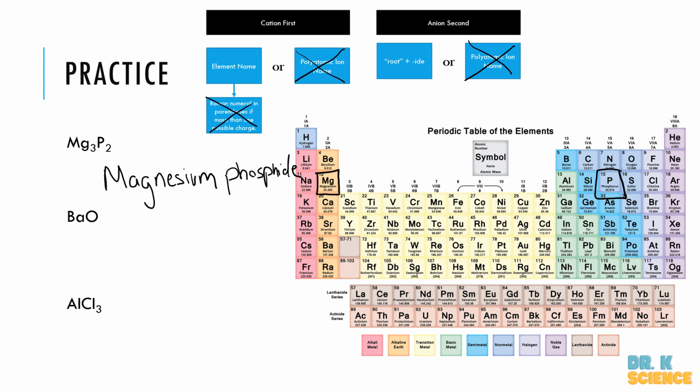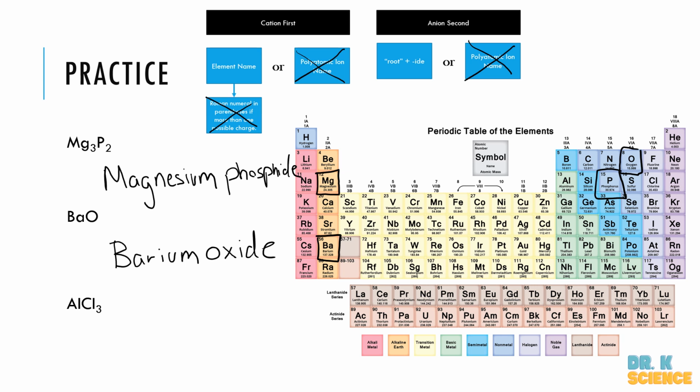Then we have BaO. We're going to continue our pattern. We have our Ba here. Now Ba is barium. That's our cation. Remember that second column is going to be 2+, and that first column is going to be 1+, so we know those are our cations. And then that O is oxygen. Now we're getting pretty good probably at this point doing those root plus IDE. We know sulfur becomes sulfide, phosphorus becomes phosphide, oxygen becomes oxide. So this one is called barium oxide.